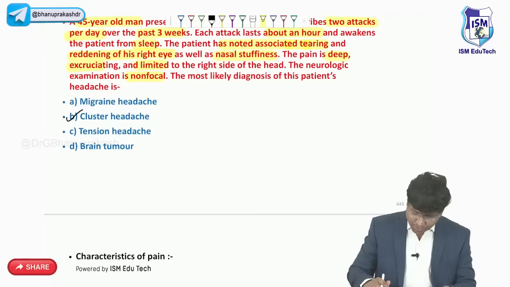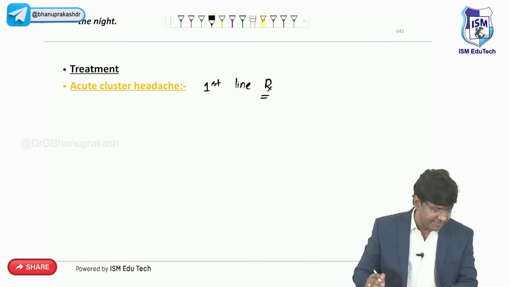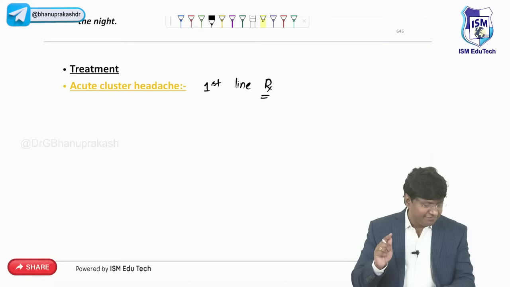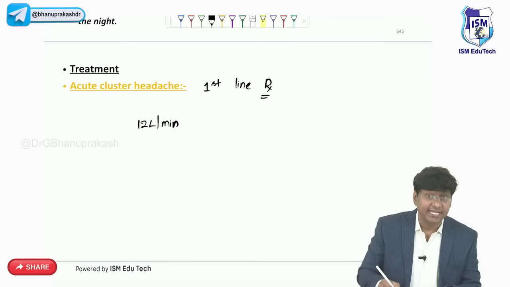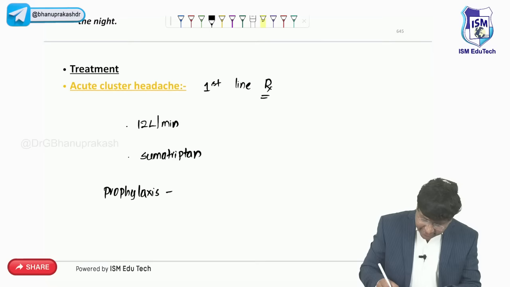And you should know what is the drug of choice. Okay, what will be the first line treatment? The first line treatment will be high flow oxygen. So you should give almost 12 liters per minute. That will be the first line treatment. Okay. And if you want to give a drug, you need to give sumatriptan. The other drugs that can be given are gabapentin or pregabalin. And the drug that can be given for prophylaxis will be verapamil.